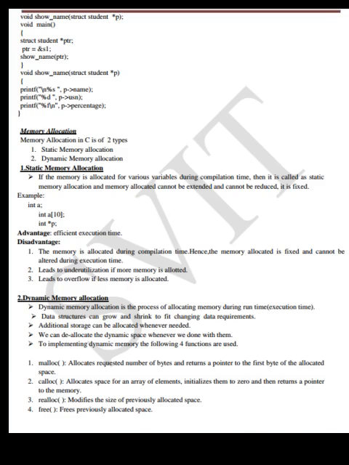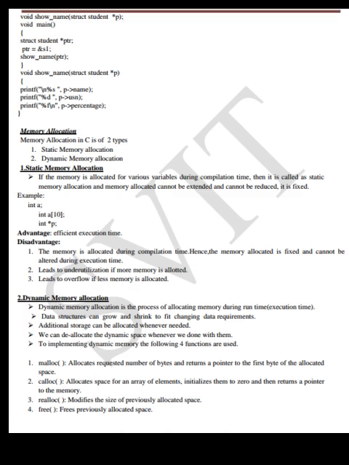See the continuation of the example. Now let us see memory allocation. Memory allocation in C is of two types. First is static memory allocation, second is dynamic memory allocation.